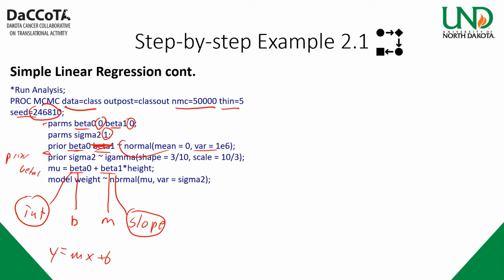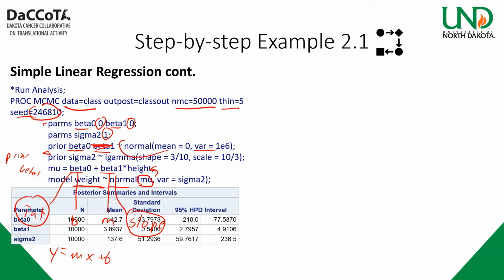Then in our model, we're going to model weight as a normal distribution with our mu here, and then variance of sigma squared. So this is the outcome, so posterior summaries and intervals. The main take-home point here, let's switch some colors, brighten up a bit. So we get estimates for our parameters. Our intercept is -142. Our slope is almost 4, and then our variance is 137.